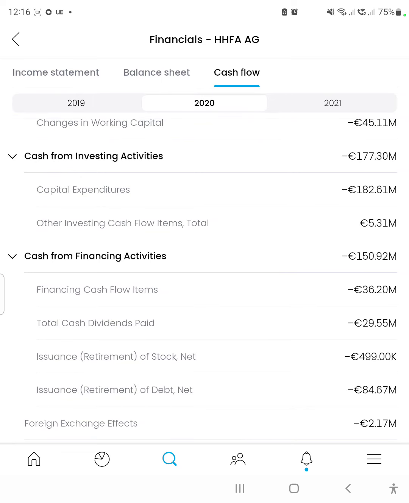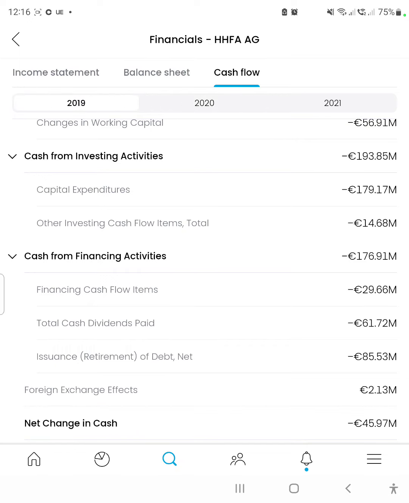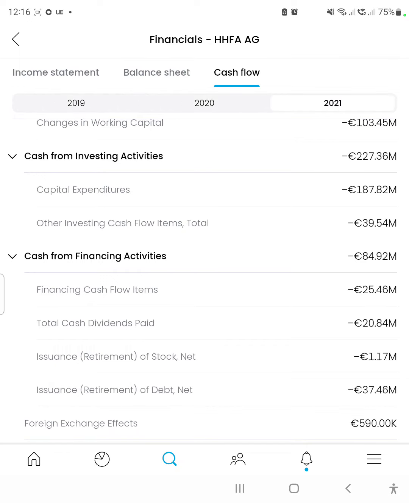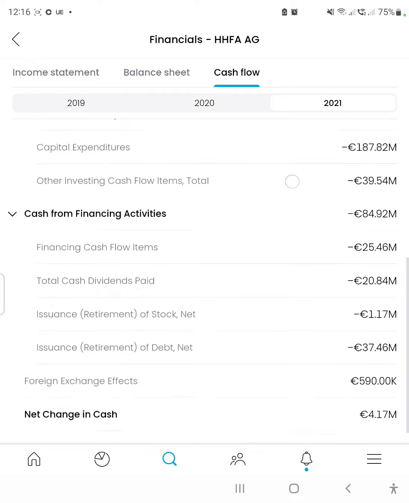Yes, so as you can see, in the past 3 financial years, in 2020 it reduced its debt by 84 million euros, and in 2019 it reduced its debt by 85 million euros. So it's definitely consistently reducing its debt by quite a large amount, just slightly under 100 million euros each financial period. So that is the cash flow statement.